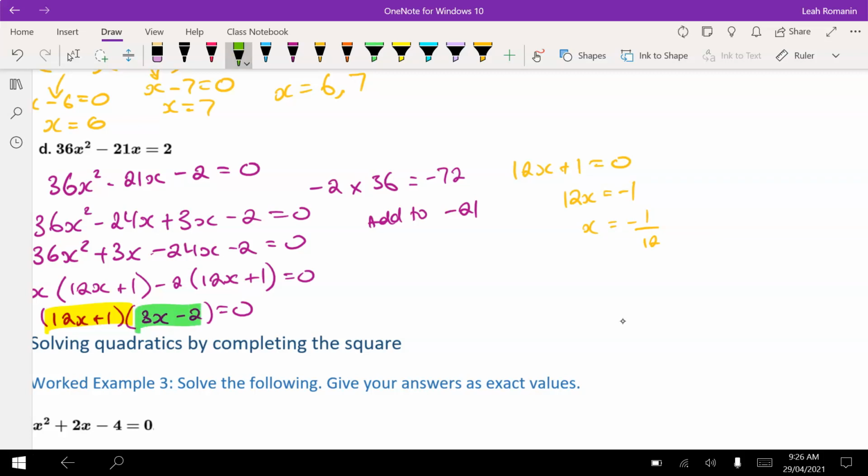And in green, I'm going to do my other one over here. 36x minus 2 is equal to 0. Stephen, can you do this one for me? Great, so I'm plussing 2 to the other side. And then? Great, so I'm dividing by 3, so x is equal to 2 over 3. These are my two solutions.